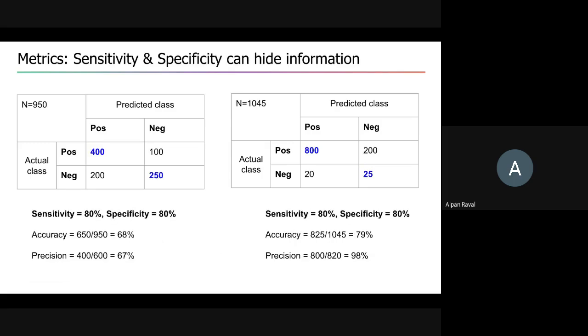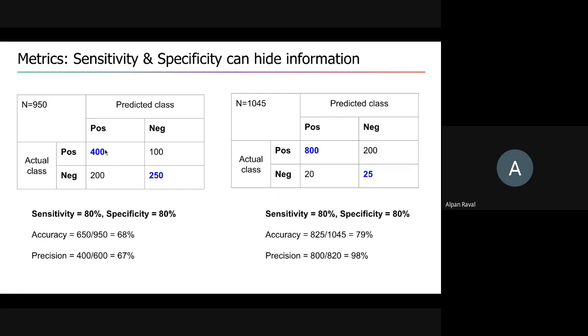Here's another example. So this is a sort of converse example where sensitivity and specificity don't encapsulate everything. And we've seen a similar example before. So now we have two models acting on two different populations of different sizes. The first model is being evaluated on a population of 950 people. Second model on a population of 1045 people. And these are the confusion matrices.